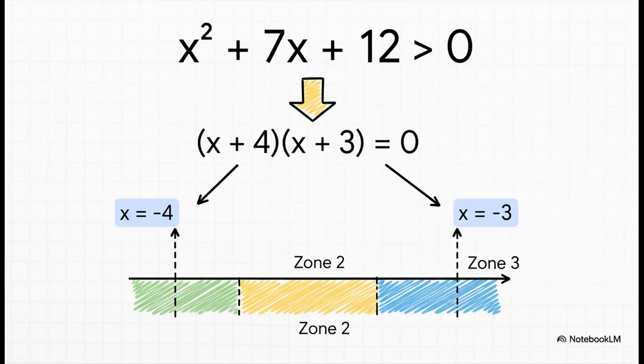Let's try one out. We've got x squared plus 7x plus 12 is greater than 0. So first, we just pretend it's an equation. We need to factor it. We're looking for two numbers that multiply to 12 and add up to 7. That's got to be 4 and 3. So it factors to (x plus 4)(x plus 3) equals 0. That gives us our boundary points, our fences, x equals -4 and x equals -3. And as you can see, these two points split our number line into three distinct zones.